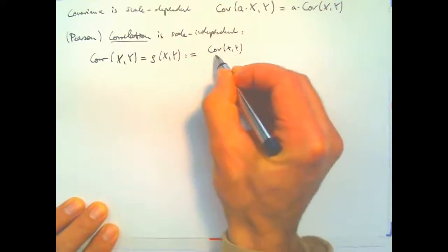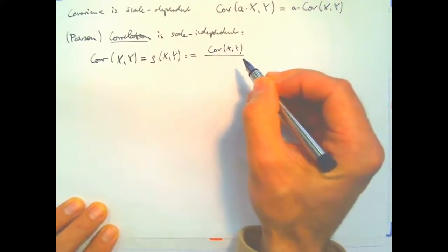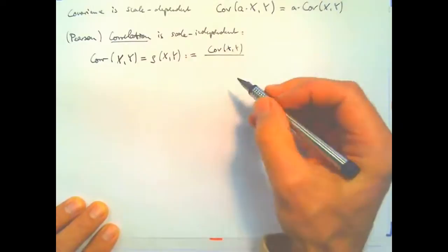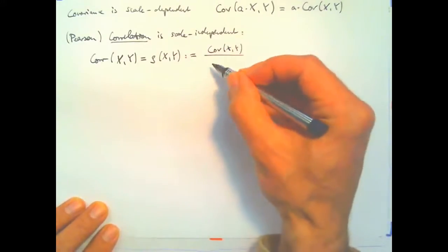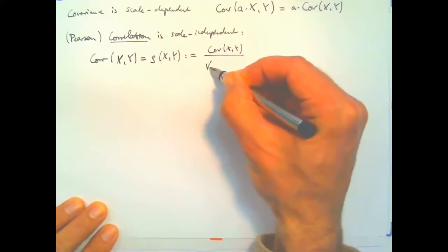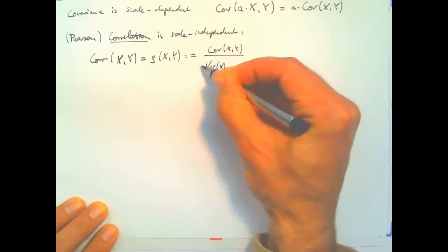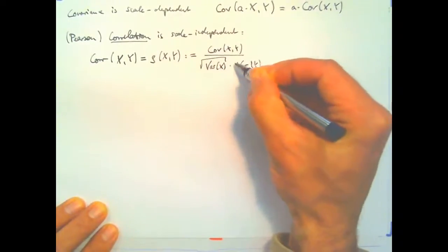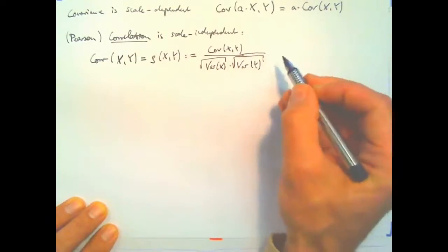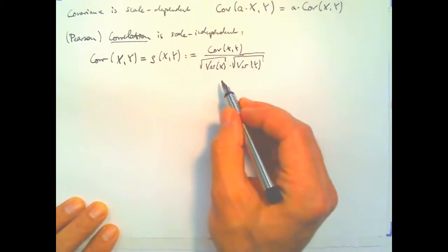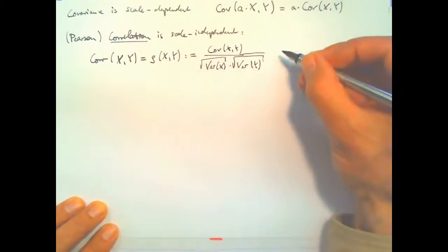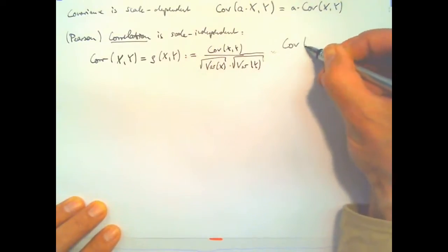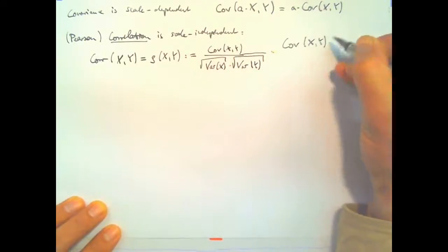You normalize by the square root of the variances. So the covariance of X and Y is normalized by the square root of the variance of X times the square root of the variance of Y. Because it's tedious to write, there's a shortcut, called standard deviation. So it's the covariance divided by the product of the standard deviations.